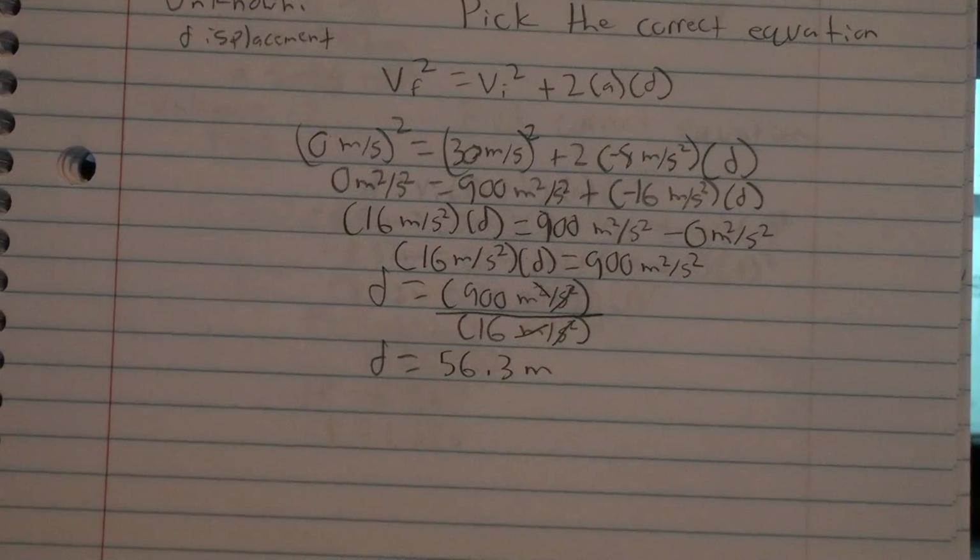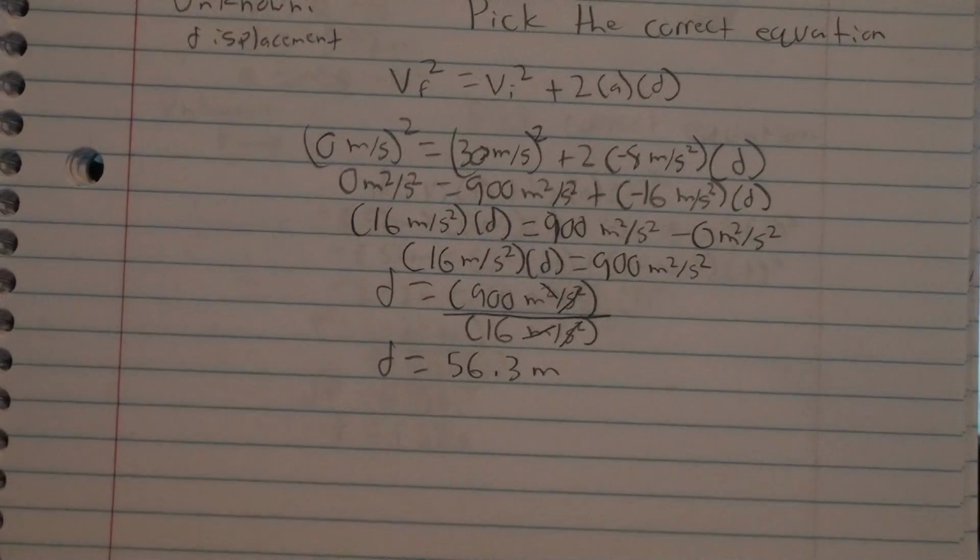And then I get that formula down to 0 meters squared divided by second squared is equal to 900 meters squared divided by second squared, plus a negative 16 meters per second squared, because he was decelerating, that's why that's negative, times the displacement. And then I get 16 meters per second squared times the displacement is equal to 900 meters squared divided by second squared, minus 0 meters squared divided by second squared.